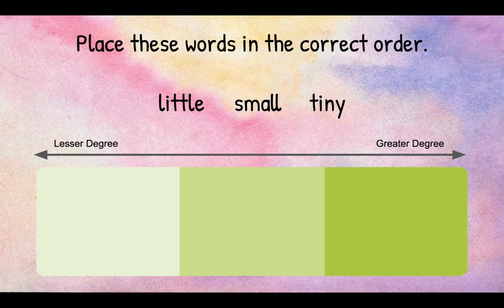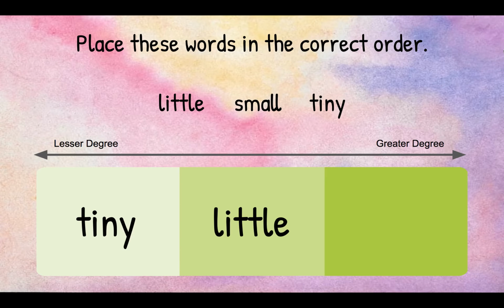We're going to use this paint chip in our lesser degree to greater degree line to help place these words in the correct order. Our words are little, small, and tiny. Which one do you think is going to come first and going to be in our lighter shade? Tiny is going to be the lightest shade. It's the lesser degree. What's going to come next? Little will come next, which means that small will come last. It is the greater degree, so it's going to be in the darker shaded box.